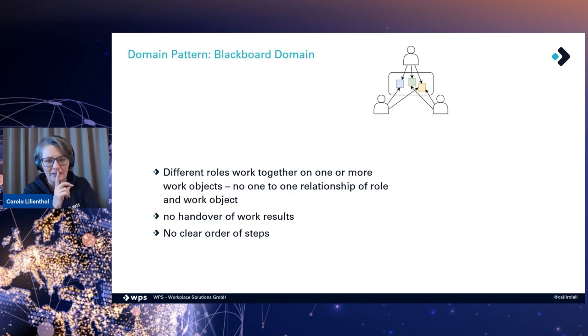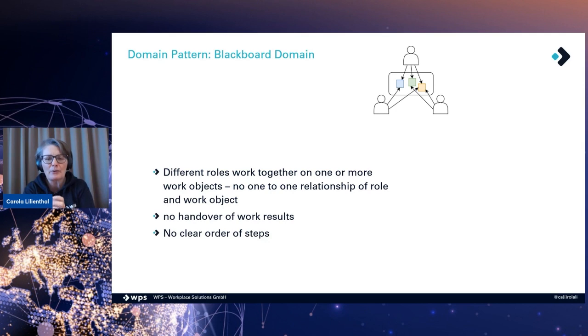Much more difficult to analyze and decompose are domains where the various users work together, or the various roles work together with the software on one or more business objects. We have called this domain pattern blackboard in reference to the blackboard architecture of Frank Bussmann, who wrote this in several domain pattern books.